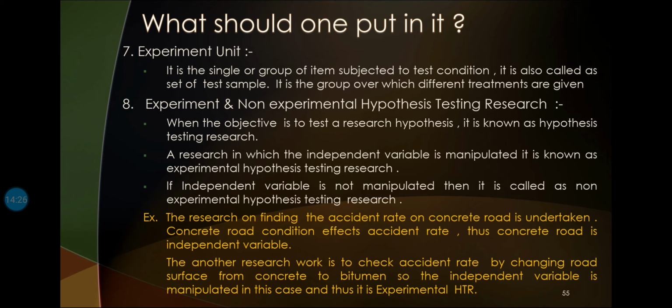Another research work is to check the accident rate by changing the road surface from concrete to bitumen. One will be of asphalt or bitumen, another will be of concrete, and now you want to carry out the research work. Over here again the independent variable is manipulated. Rather than considering only concrete, we have now considered bitumen also. So you have manipulated it, and this will be called experimental hypothesis testing.